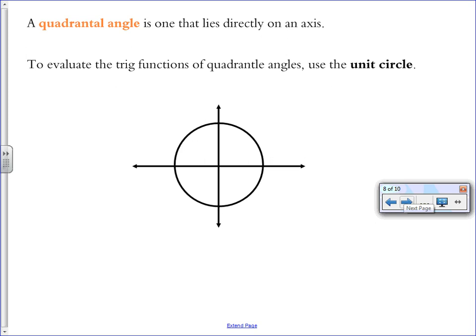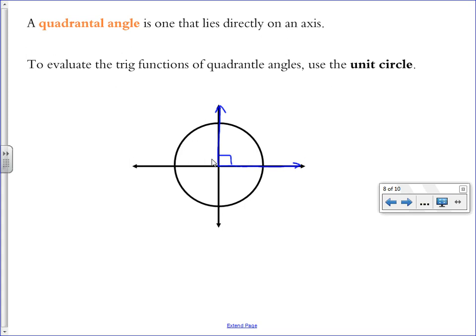quadrantal angles. Sometimes I'm going to ask you to do sine, cosine, and tangent of an angle that doesn't fall in the first, second, third, or fourth quadrant. It falls right on one of the axes, like right on the x-axis or right on the y-axis. So the definition here is that a quadrantal angle is one that lies directly on an axis. For example, a 90-degree angle is a quadrantal angle. It's not in quadrant 1. It's right on the axis.